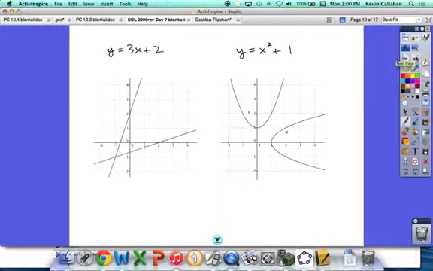Now, if you look on a graph, this is f of x, y equals 3x plus 2. That's this function right here. The inverse is what you get if you switch all the points on here. Just switch the x and the y.